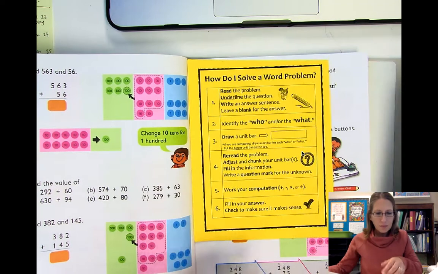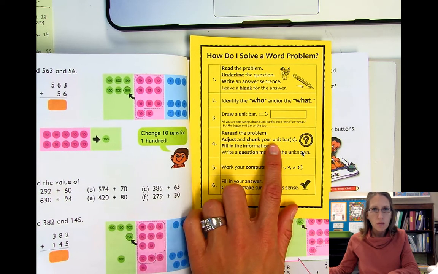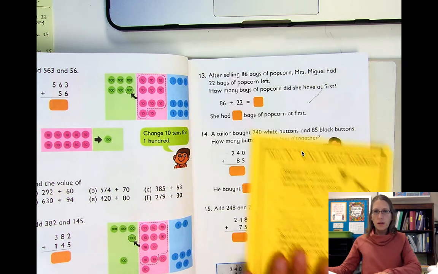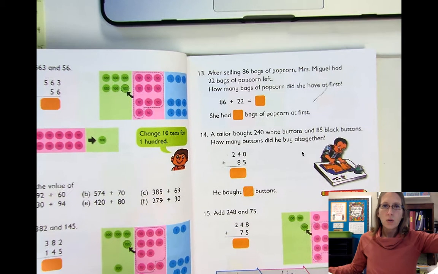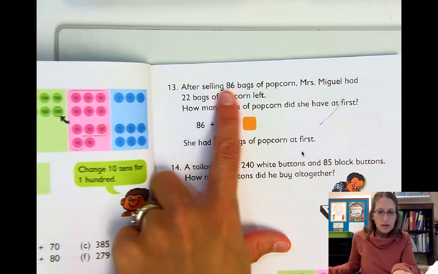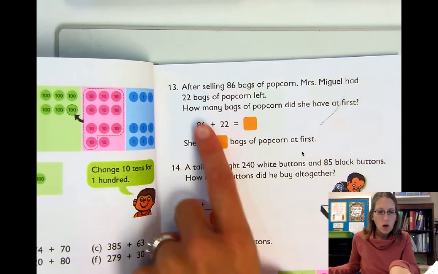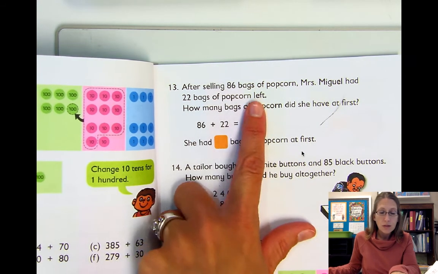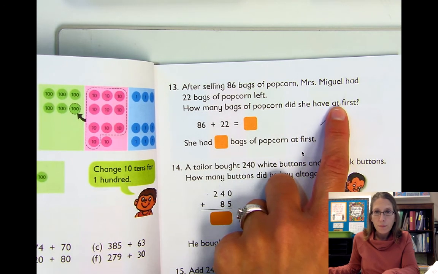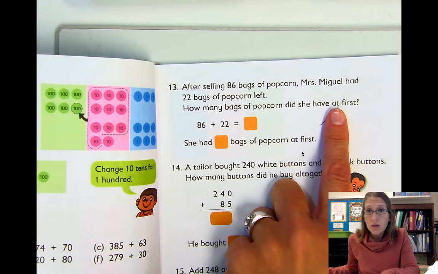And then step 4, we're going to reread the problem, adjust and chunk our unit bar, fill in the information, write a question mark for the unknown. Whew, it's a lot of stuff to do for that step. Okay. So let's go ahead and reread our problem. After selling 86 bags of popcorn, Mrs. Miguel had 22 bags of popcorn left. How many bags of popcorn did she have at first? So we want to know how many she had at first before she sold any of it.